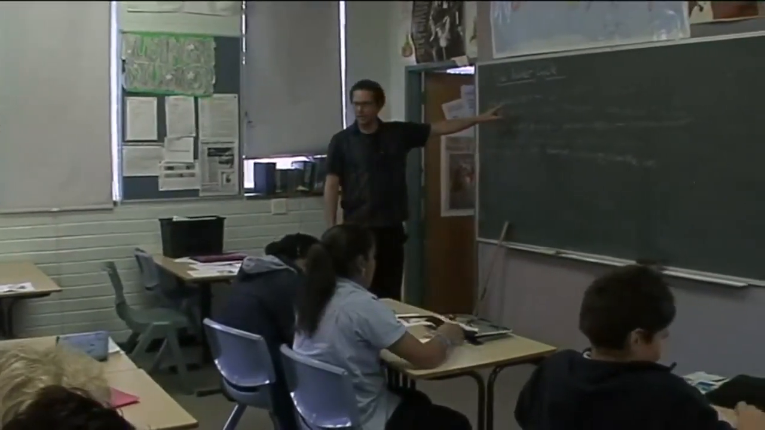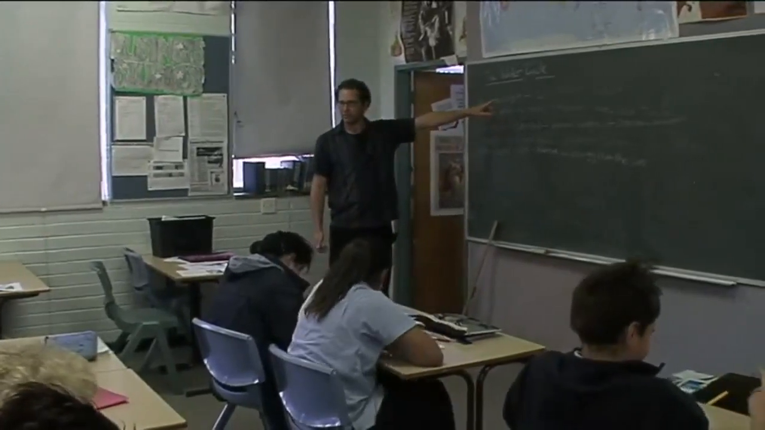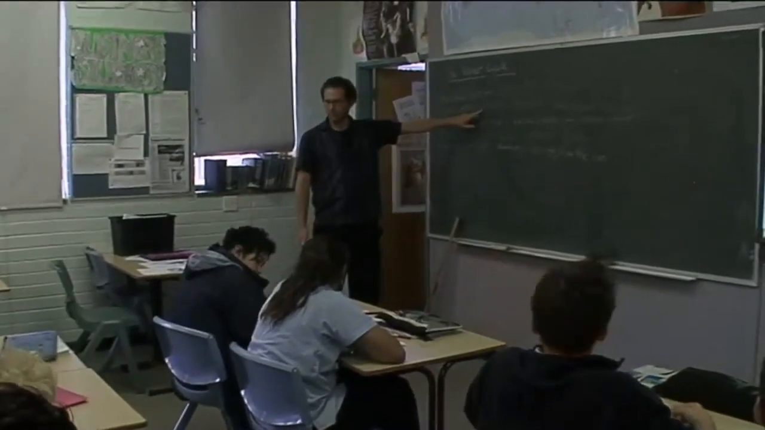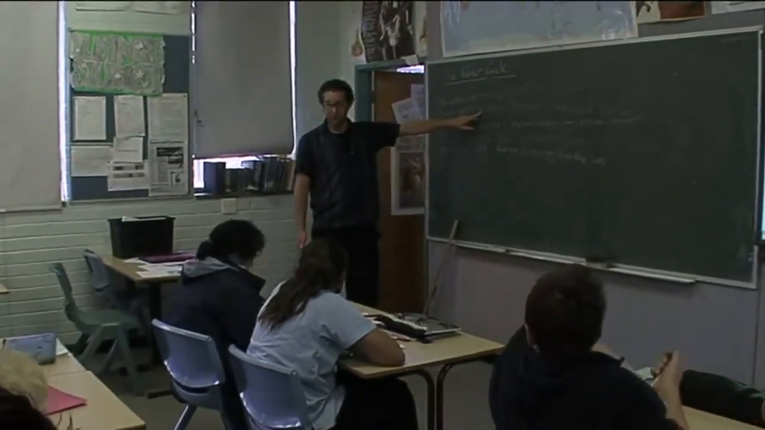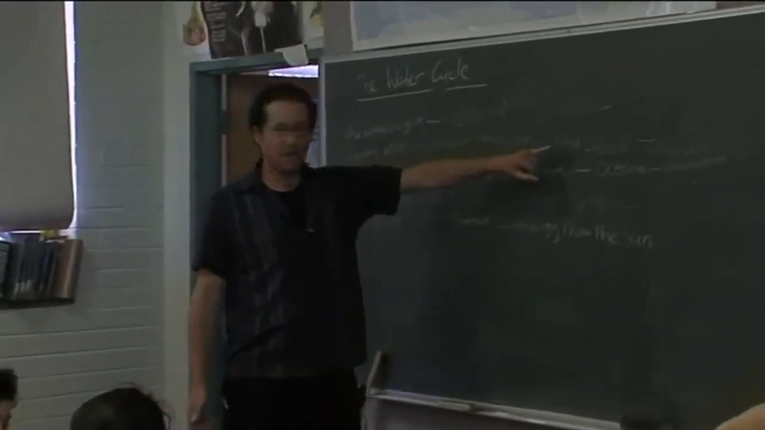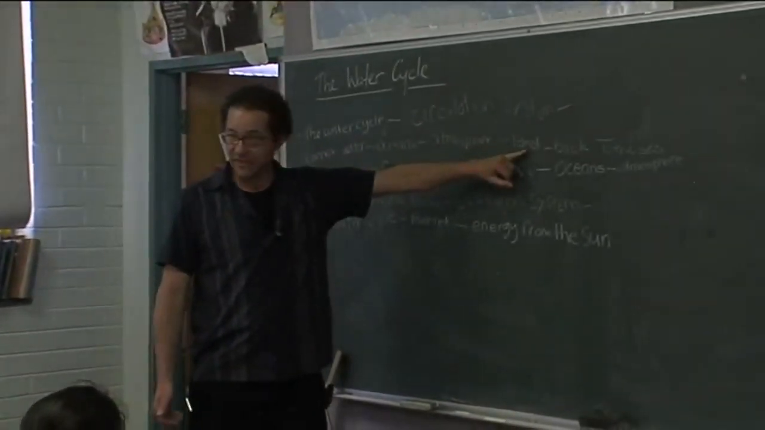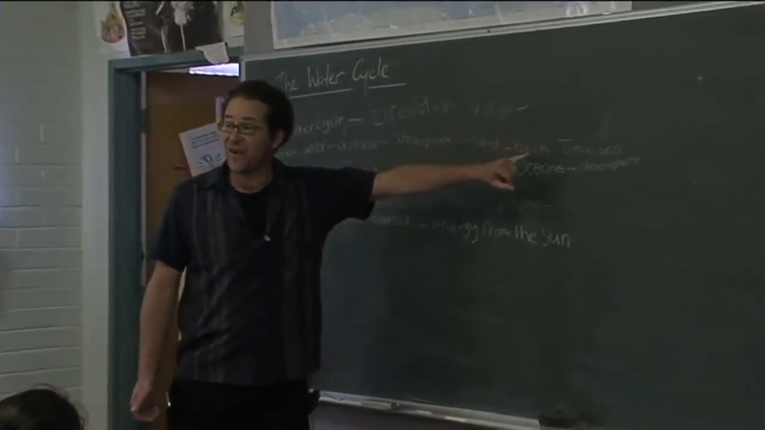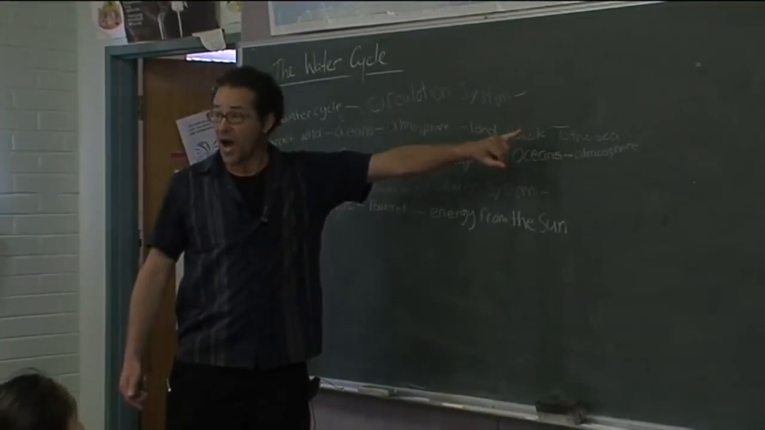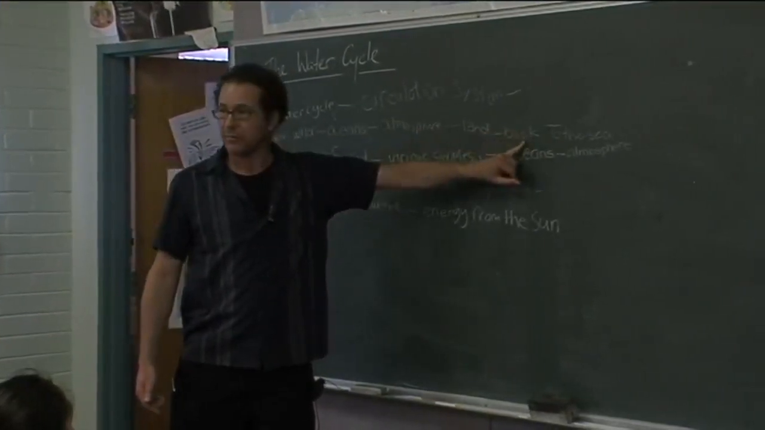So water moves in a cycle that takes it from the oceans to the atmosphere, then the land, and back to the sea. The last step, finally to the sea.